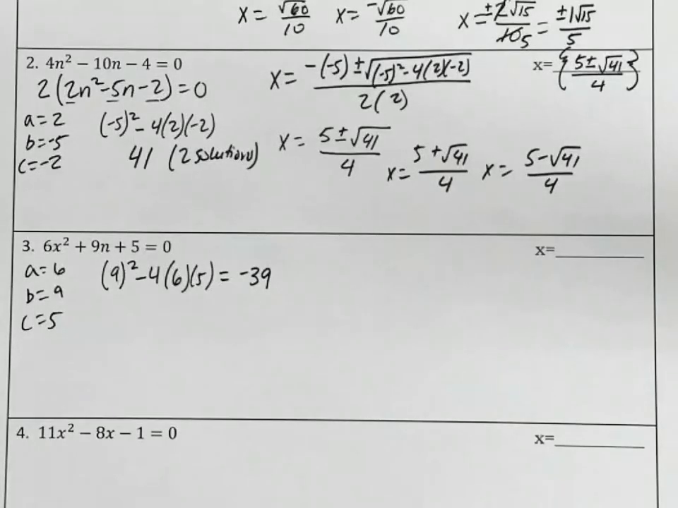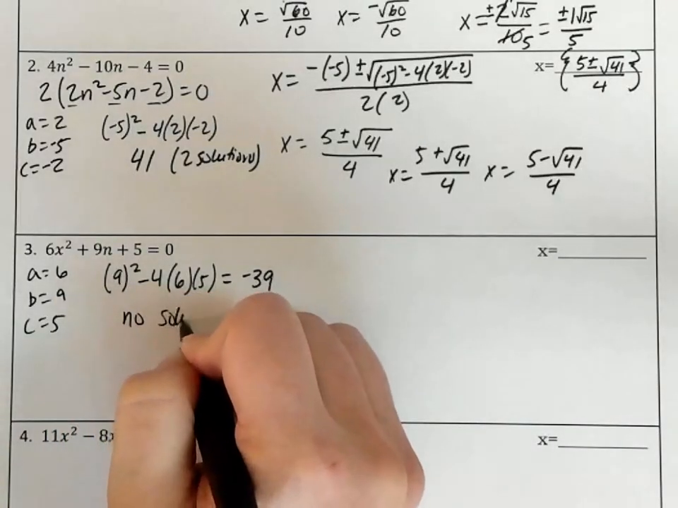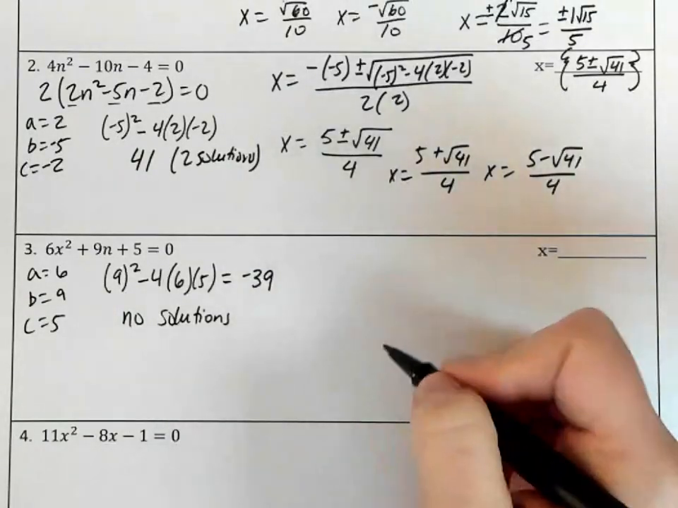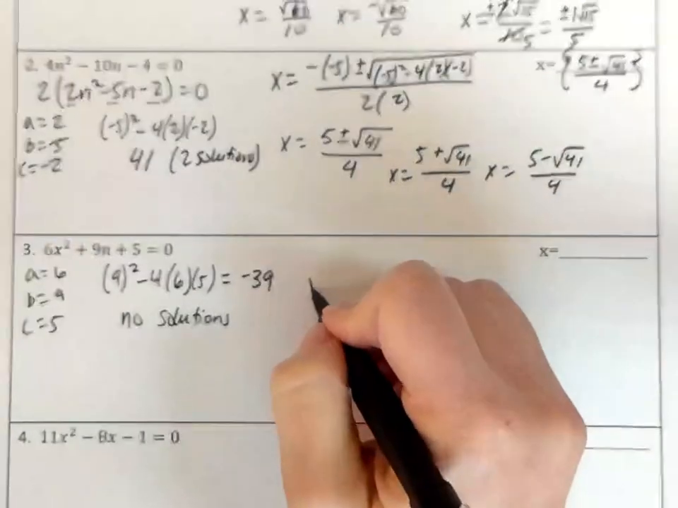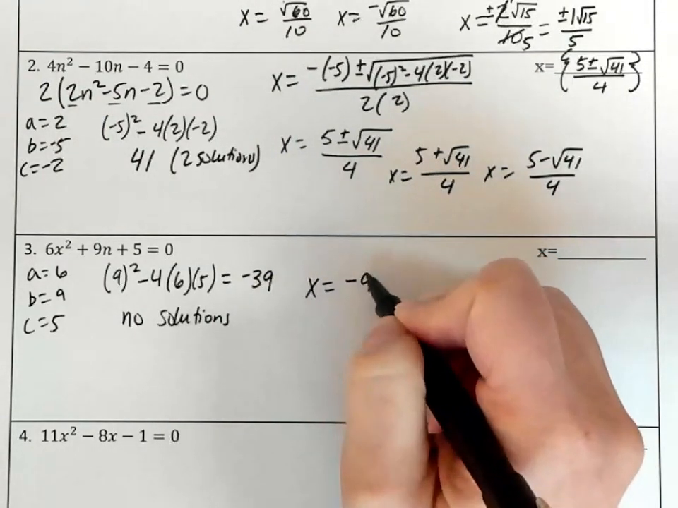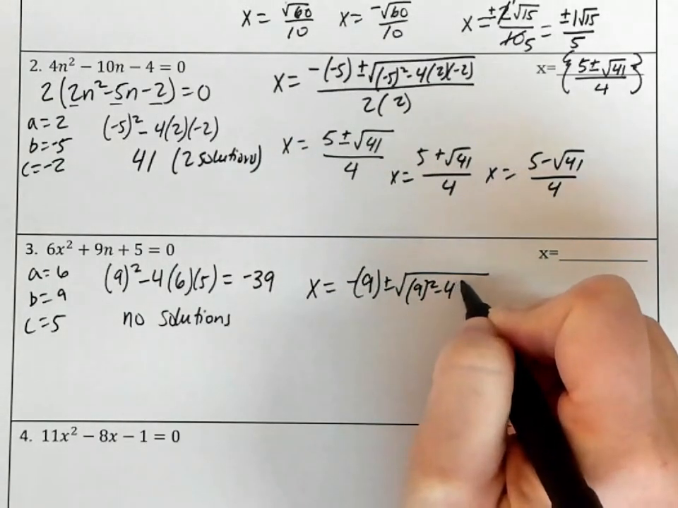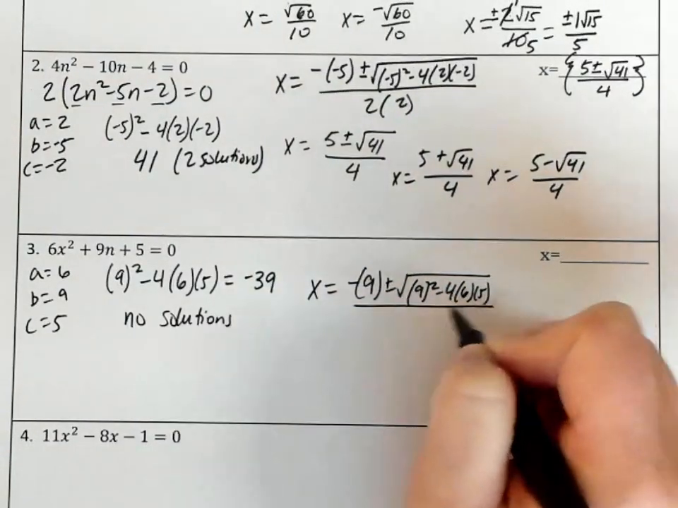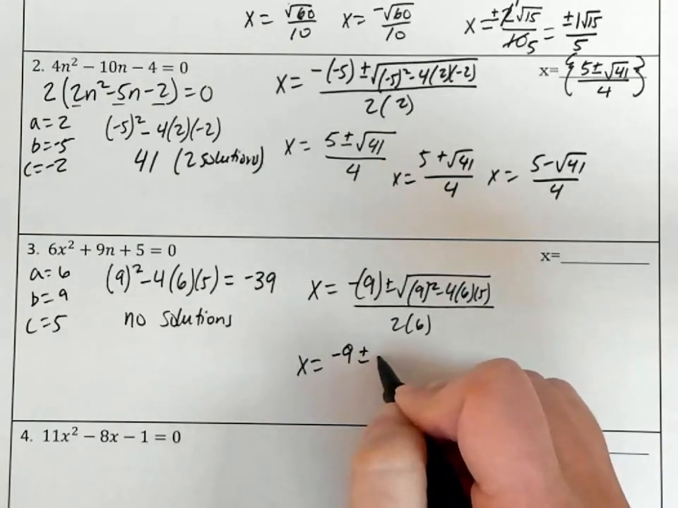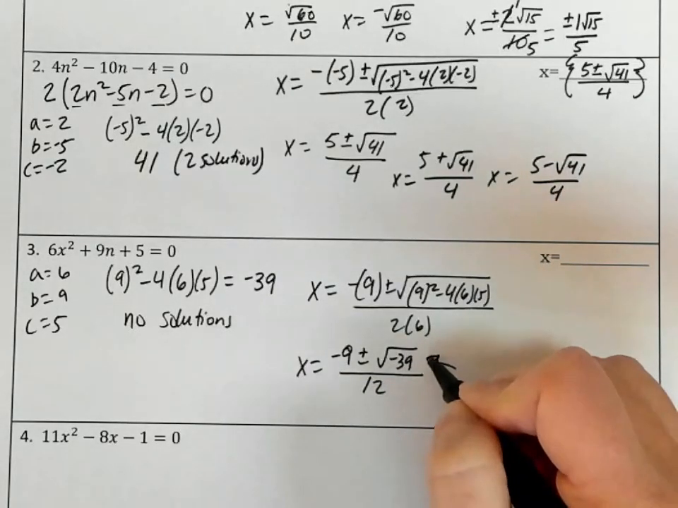And anytime we have a number that's less than 0, according to our discriminant, that tells us there are no solutions. And if we worked it out and we went ahead and put these values into our quadratic formula, say you forgot to do the discriminant, so you plugged it into your formula anyway, you would have a negative 9 plus or minus the square root of 9 squared minus 4 times 6 times 5 divided by 2 times 6. And so what would happen here is you would end up with negative 9 plus or minus the square root of negative 39 divided by 12. And this is where the problem lies for us.